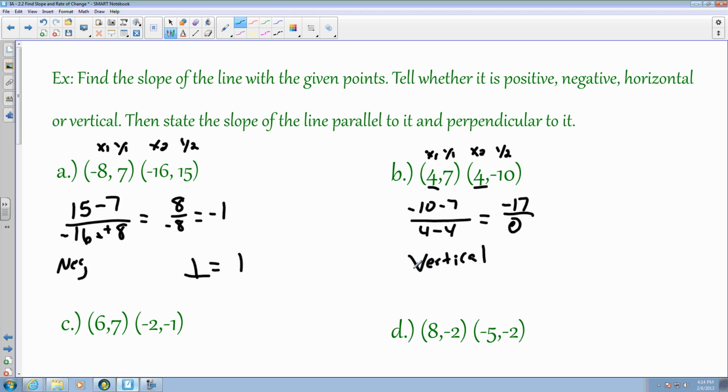What I want to do now is determine what it would be for a perpendicular. The negative reciprocal would be positive 0 over 17, which would equal 0. So a horizontal line is perpendicular to a vertical line, which makes sense.